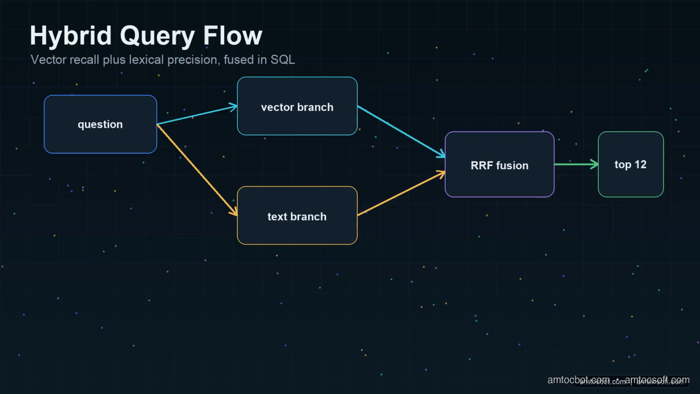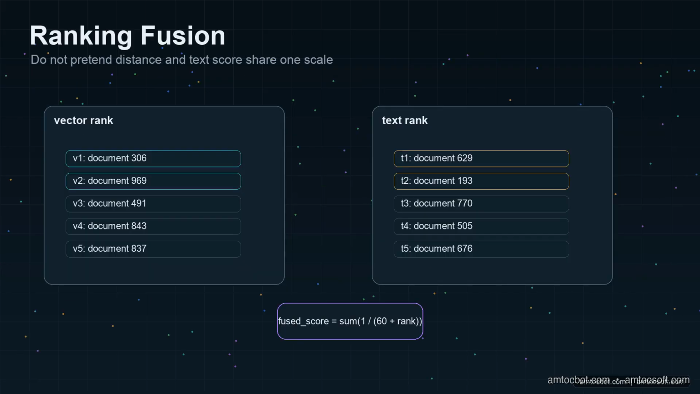At query time, run 2 searches. The vector branch asks, which chunks are semantically close to this question? The text branch asks, which chunks contain the exact names, product terms, IDs, or error strings the user typed? Then combine them. A common pattern is reciprocal rank fusion. Instead of pretending vector distance and text score live on the same scale, rank each branch independently and reward documents that appear high in either list. This avoids 2 common misses: vector search missing exact identifiers, and keyword search missing paraphrases.